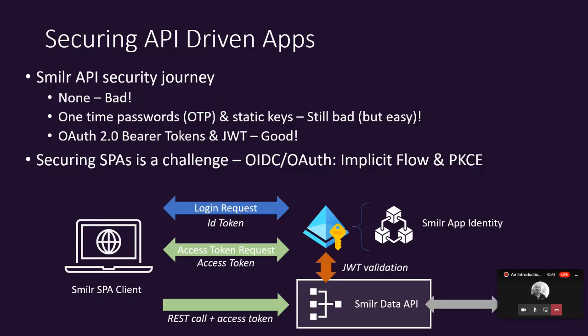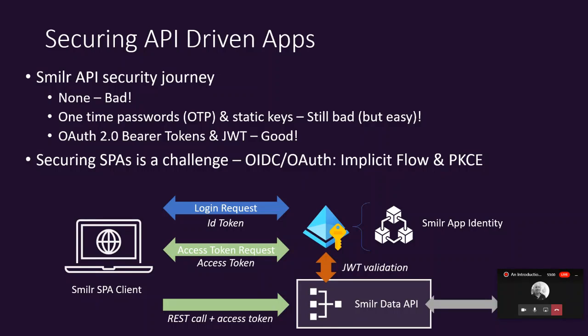Like I said, it's a standard flow, part of the OAuth 2 specification, and it kind of looks like this, where you have a provider, in this case something like Azure Active Directory, which can provide tokens. The user logs in with a login request, and gets provided an ID token back. We can use that ID token to go and request an access token. The access token is for access to our API, our Smilr data API, and we say we want to be able to access that API. And then we use the token given back to us to call that API.